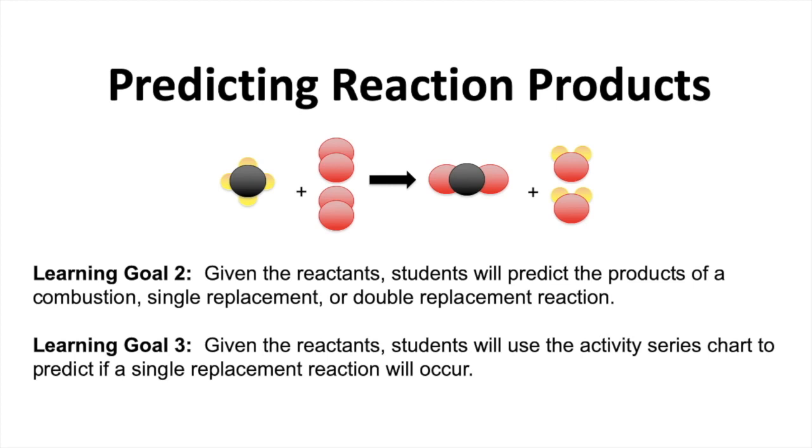Hello students and welcome to Chemistry B. I'm Ms. Sleight and today we're going to be talking about how we can predict the products of certain reactions. Specifically, combustion, single replacement, and double replacement reactions.